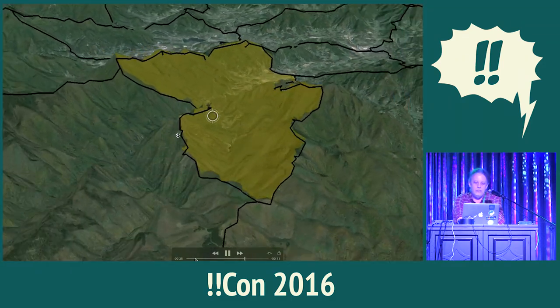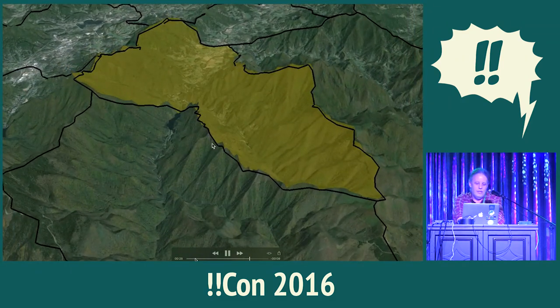In just a second, that polygon's going to turn red. Yeah, so the red polygon, you might be able to make out there's a stream in the middle of that that flows up, this one flows north, and enters the yellow polygon at that one point.